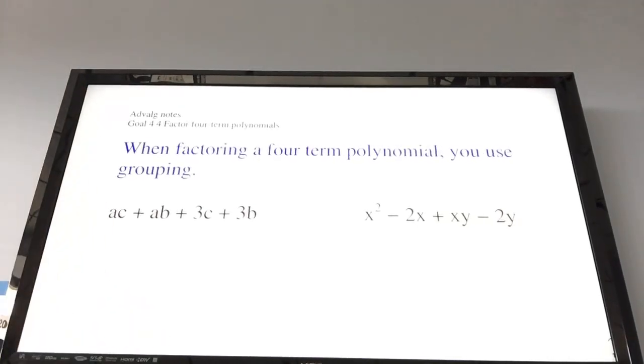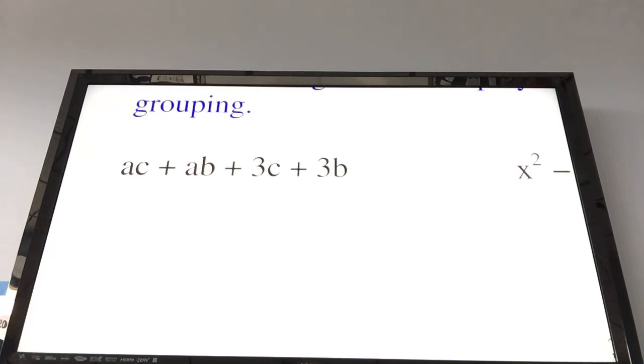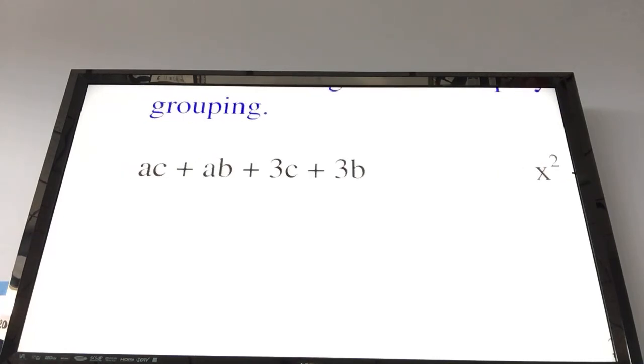All right, so in goal 4.4, we are factoring 4-term polynomials. When you factor 4-term polynomials, you factor by grouping. There are different types of grouping that you can do, but we're going to stick solely with 2-2 grouping. So we start by taking the first 2 terms and grouping them.